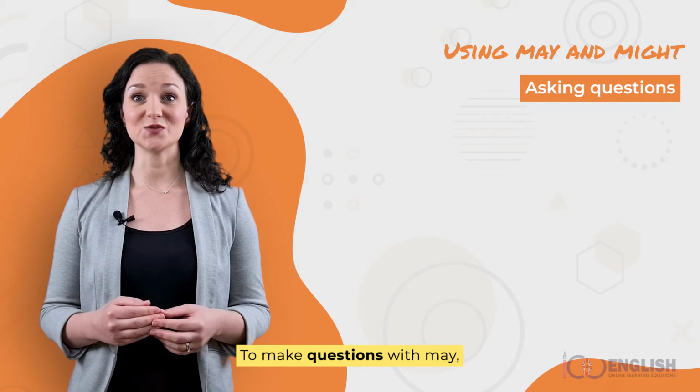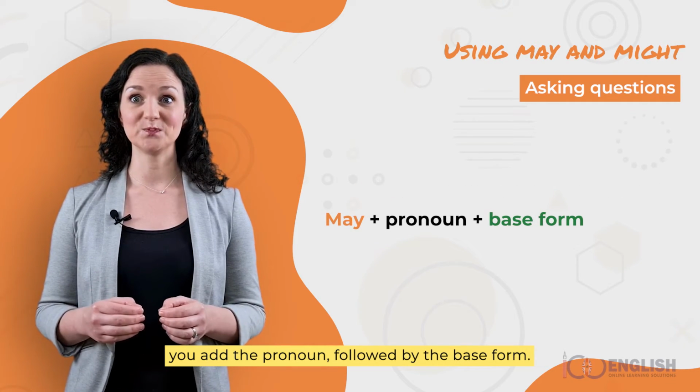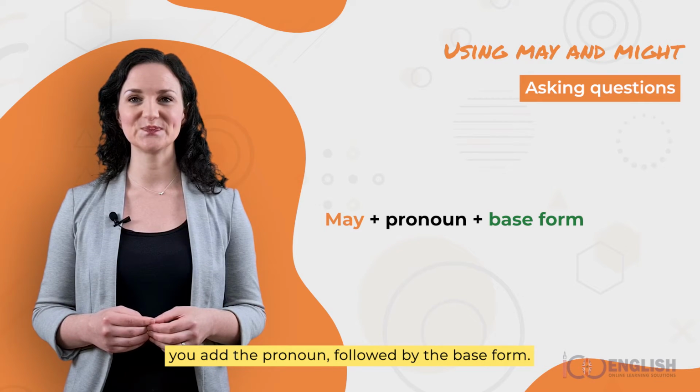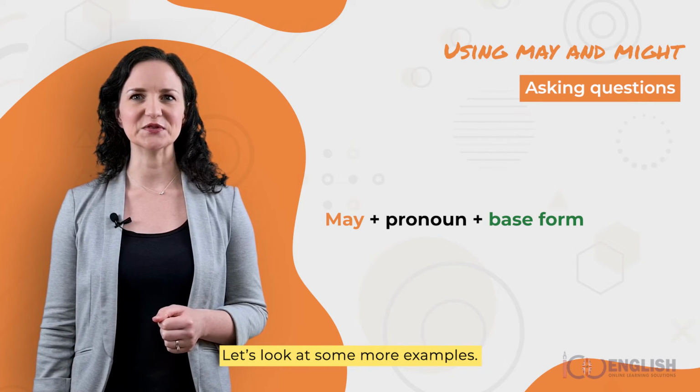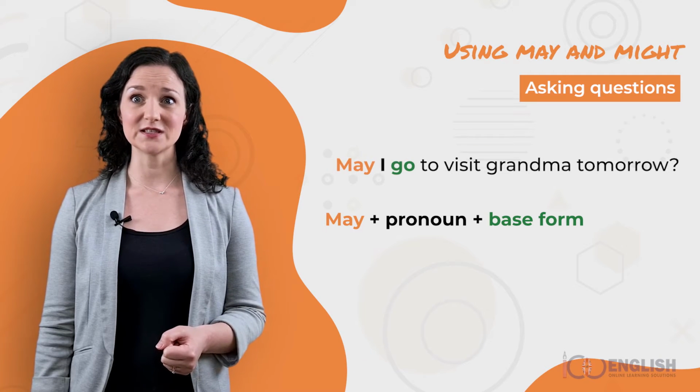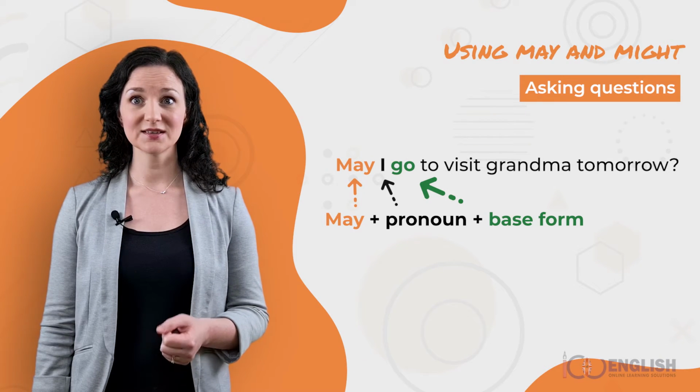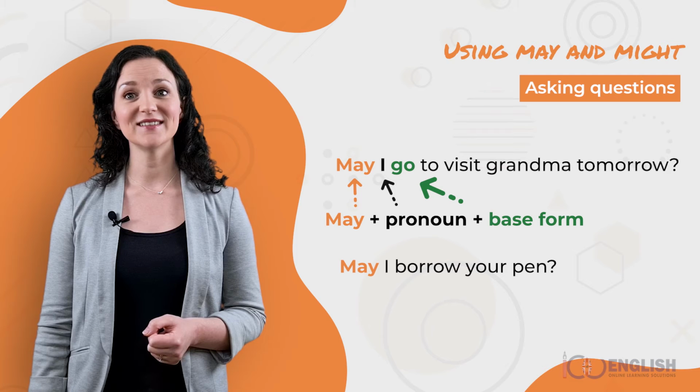To make questions with may, you add the pronoun, followed by the base form. Let's look at some more examples. May I go to visit Grandma tomorrow? May I borrow your pen?